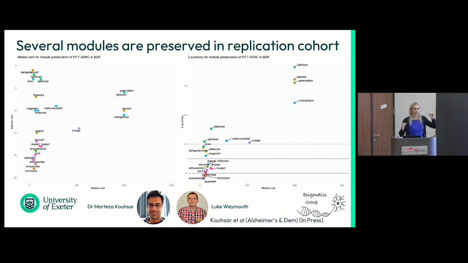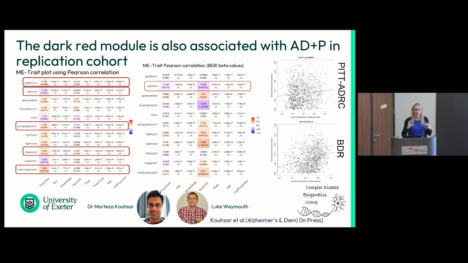So anything above the red line we say is highly preserved, and we can see that 3 of the modules we'd identified, so the dark red, medium purple 3 and the light blue 1, are all preserved in this BDR cohort, which we thought was really interesting. And then we can go on and correlate these modules again with our traits of interest.